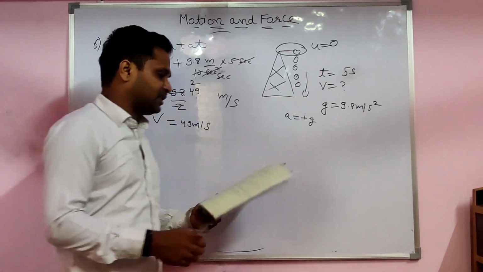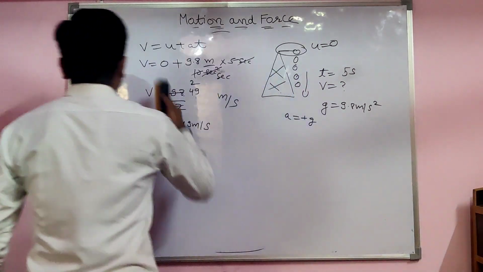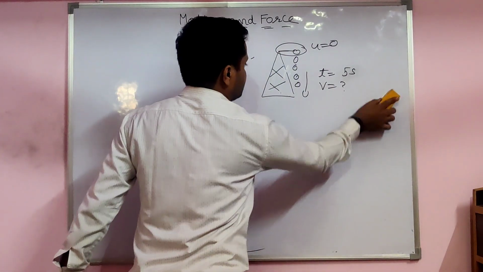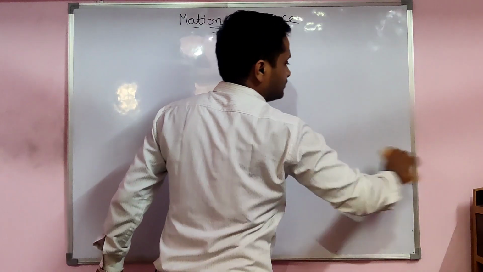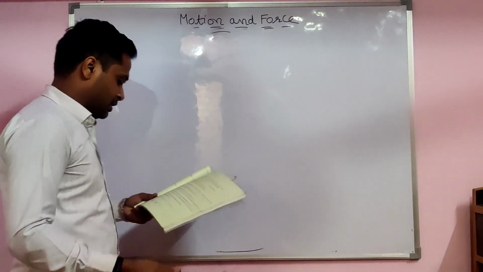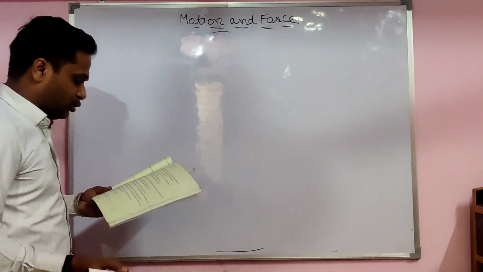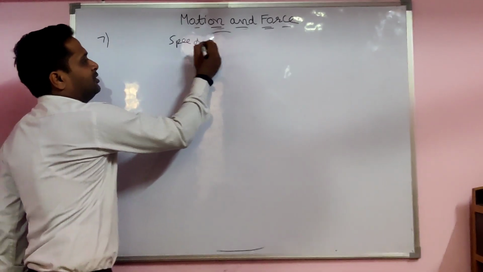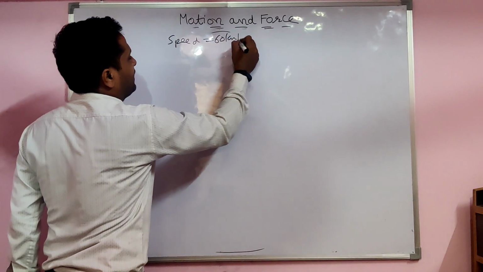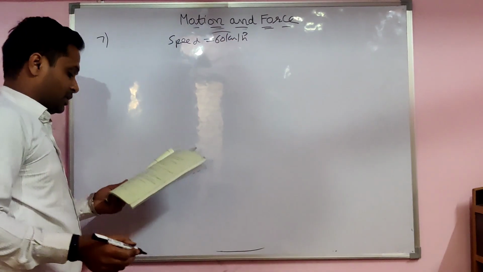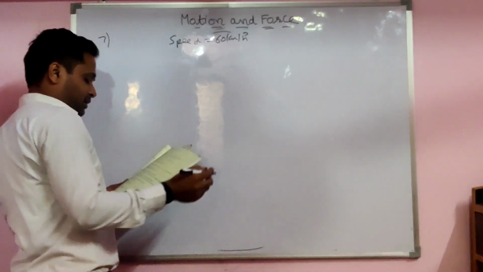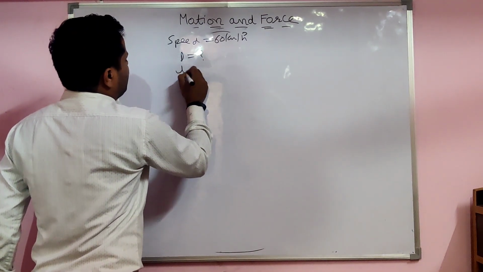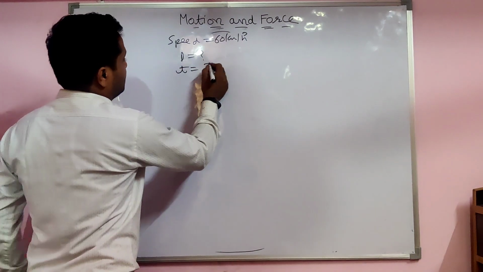Now come to the 7th numerical. An express train moves with a speed of 60 km per hour. For 5 hours, how far does it travel? Distance is what you have to find out, and the time is 5 hours.